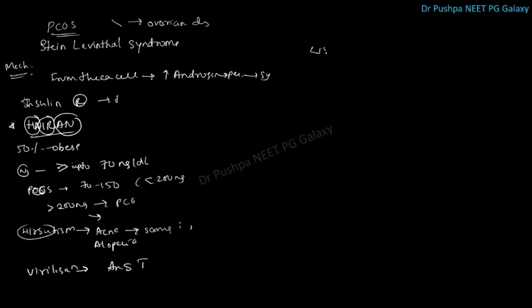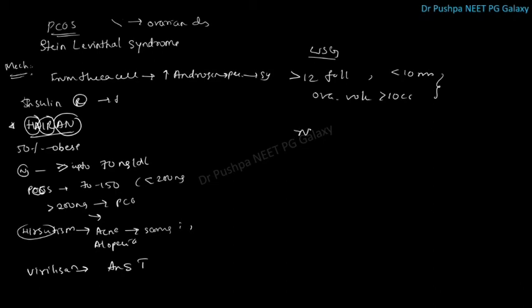What is the USG criteria? There are more than 12 follicles in the ovary, the size will be less than 10 mm, and the ovarian volume will be more than 10 cc. So this is also included in Rotterdam's criteria.